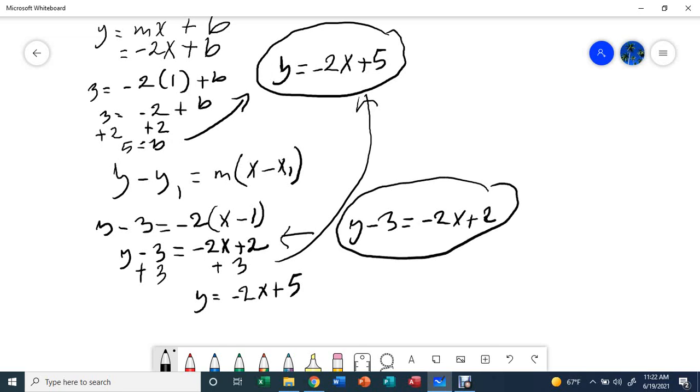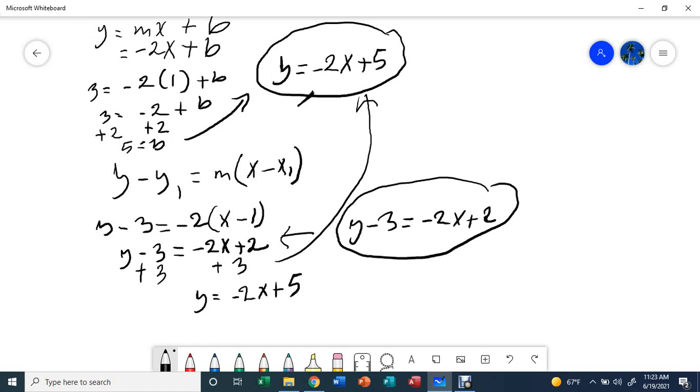So this is in the point-slope form, and the first one is the slope-intercept form. So these are two ways to find an equation of a line given 2 points. And if you are given the slope and 1 point, you can also find the equation of a line.